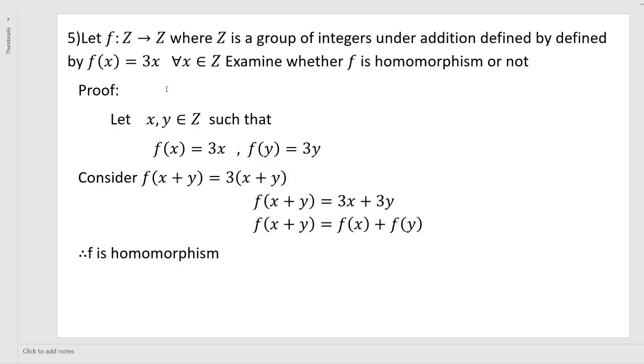Look at here. Let f from Z to Z, where Z is a group of integers under addition, be defined by f(x) = 3x for all x belongs to Z. Examine whether f is a homomorphism or not.